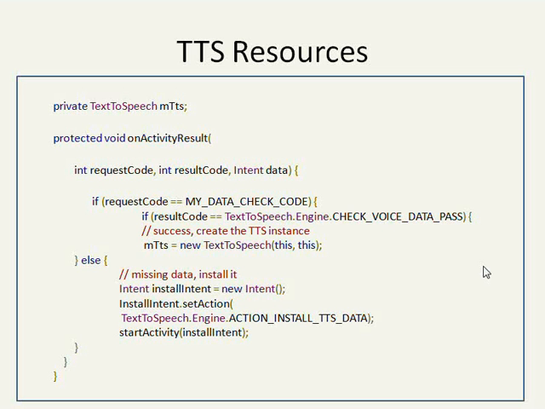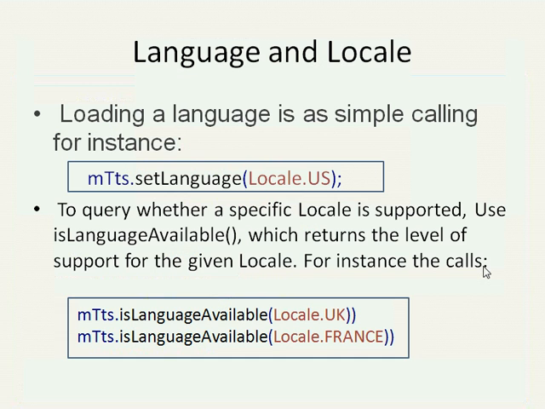Alright, so this is how you should take care regarding the TTS engine. You must install the data of the TTS engine, and if it goes properly and successfully, then you are going to create the instance of the text to speech engine class. And after having the text to speech engine object, you are going to set a language inside that. So here this is the method setLanguage with Locale.US.